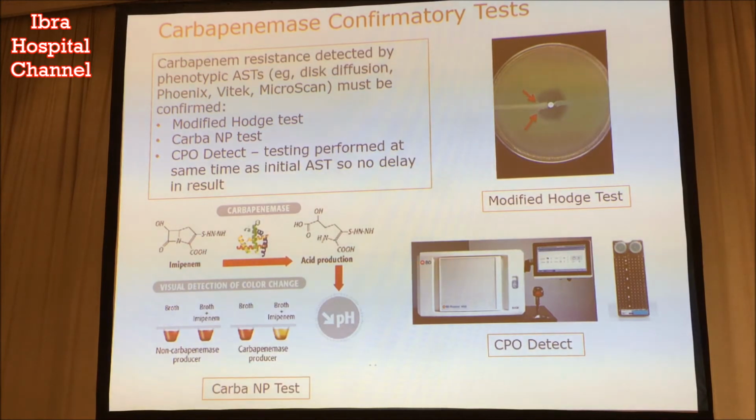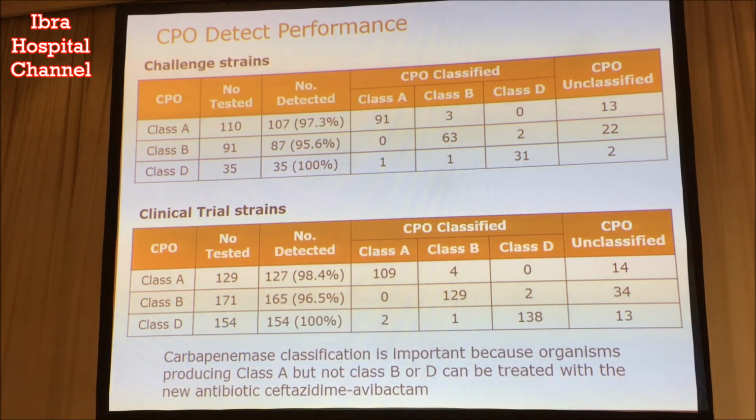The last test is a test that was recently developed and launched in the BD routine susceptibility panel. It's called CPO Detect. A series of wells are devoted to various inhibitors that are able to detect not only the presence of carbapenemase, but also to classify if it's a class A, B, or D carbapenemase, the three classes of beta-lactamases where we see these carbapenemases.